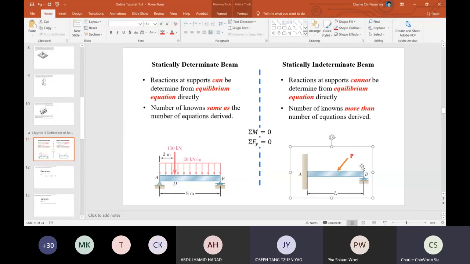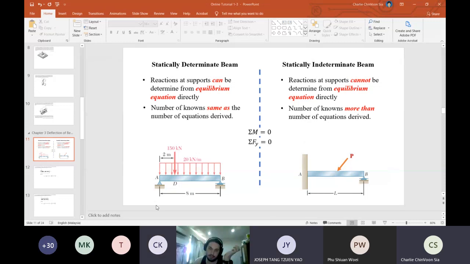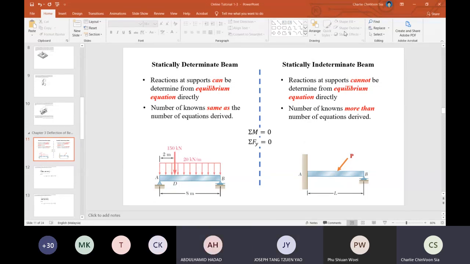if you look at this diagram, how many reactions do we have here? Ignore the horizontal reaction AX. How many reactions? 4, isn't it? 3?